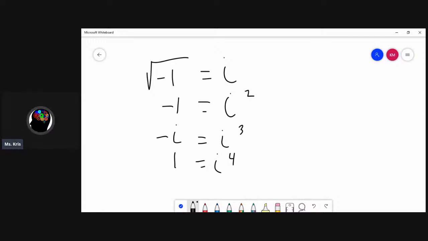Now, the reason why i to the third is -i, well, we know that i is the square root of -1, and those are interchangeable. Then you have i squared, which is -1, and those are interchangeable. So all I did was take a -1, times it to i, and that's how I got my -i for i to the third. Any questions of these breakdowns?